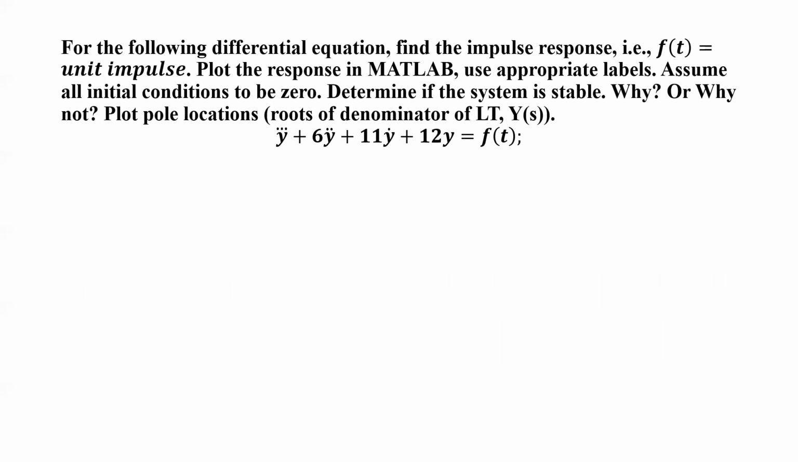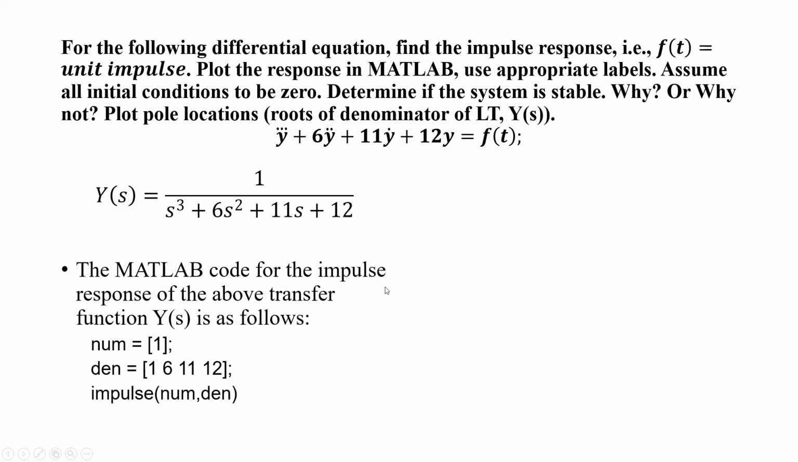Now we are going to plot the response. So to plot the response, this is the transfer function of the system. In order to see the response, we need to write this code as follows. In the numerator, we can see that there is only 1, so I have written only 1. For the denominator, s cube plus 6s square plus 11s plus 12, right? So you have to write the coefficients of all these terms. The coefficient of s cube is 1, the coefficient of s square is 6, then s is 11, and the constant term is 12.